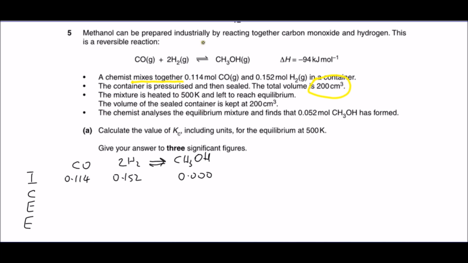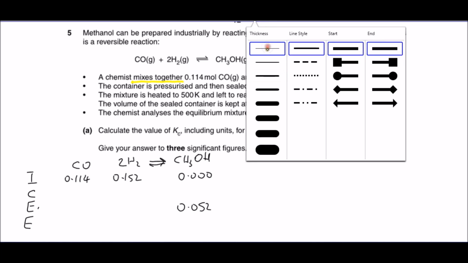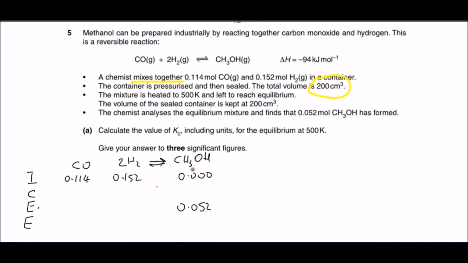Then at equilibrium they find that the moles of methanol is 0.052. So at equilibrium, that's this row here, we've got 0.052 moles of methanol. Okay, so now I'm going to change the colour of my pen because you can see that the black writing is what I filled in just from the question. And then I'm going to move to this red pen to write out what we're going to work out. So I'm going to work out the change row now. So the amount of methanol has increased by 0.052 because it went from 0 to 0.052.